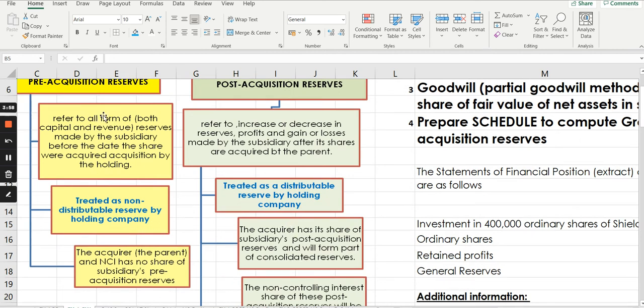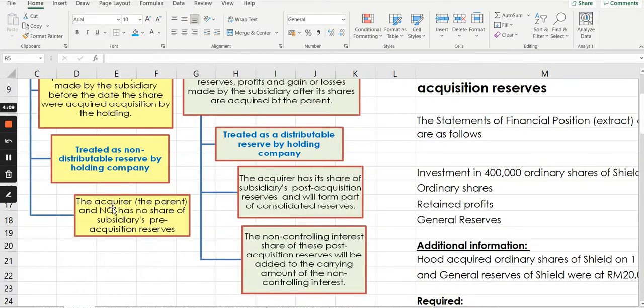But this pre-acquisition reserve, which is the reserve that was in the subsidiary company even before the parent acquired it, is a non-distributable reserve. What does that mean? It means that the acquirer, the parent, or the non-controlling interest themselves has no share of this subsidiary's pre-acquisition reserve. So it will be eliminated on the date of acquisition, because that belongs to the subsidiary themselves. So the parent has no share.